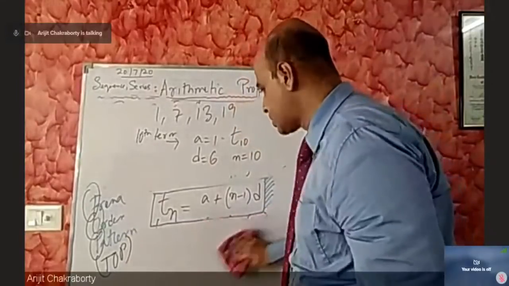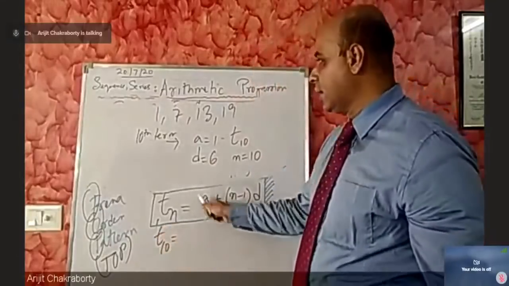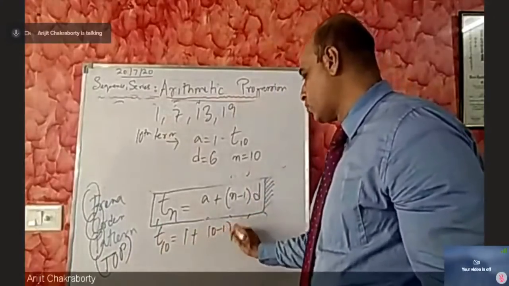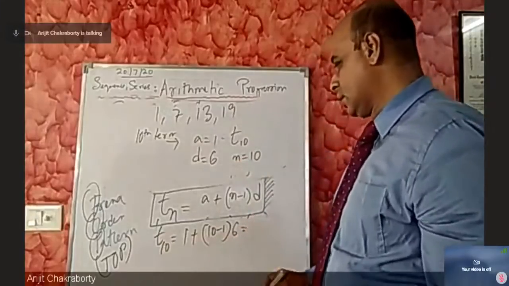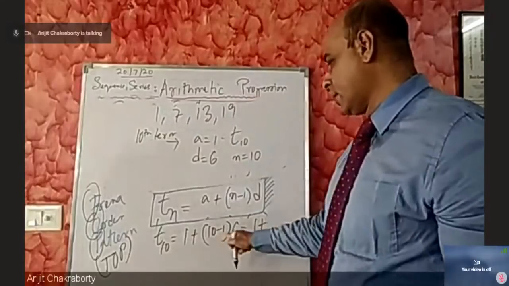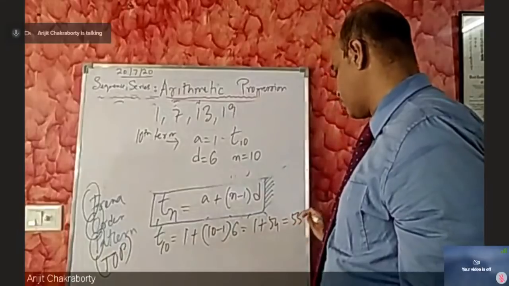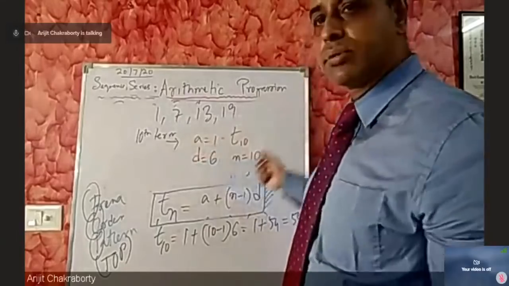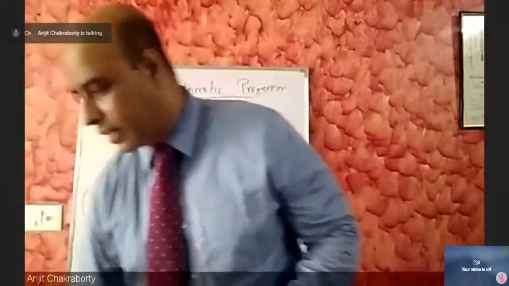And what I do is, I write term T10 is equal to A is 1, 1 plus 10 minus 1, 10 minus 1 into D. D is how much? 6. So this is 1 plus 10 minus 1 is 9, 9 into 6 is 54, so it gives me 55. Okay, so I am able to find out the 10th term. So this is a type of problem which you get very frequently. Right?